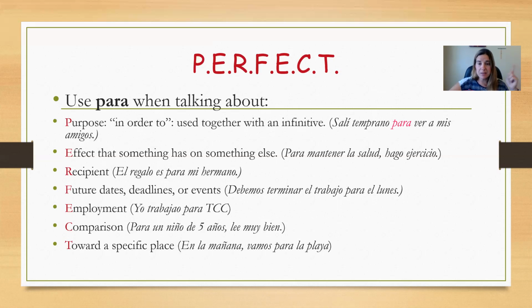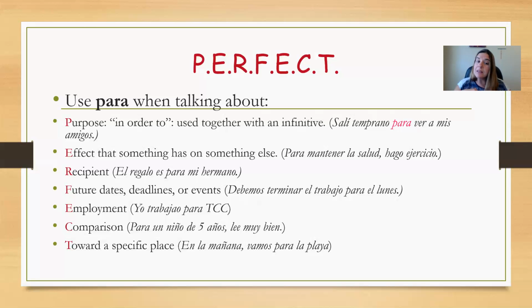Effect, that something has on something else. So para mantener la salud, hago ejercicio. Hago ejercicio is the cause, and then the effect is para mantener la salud. I could actually flip those clauses in that sentence. Hago ejercicio para mantener la salud. In Spanish, it's cool to do that. I exercise to maintain my health, or I maintain my health by exercising. So anyway, cause and effect.